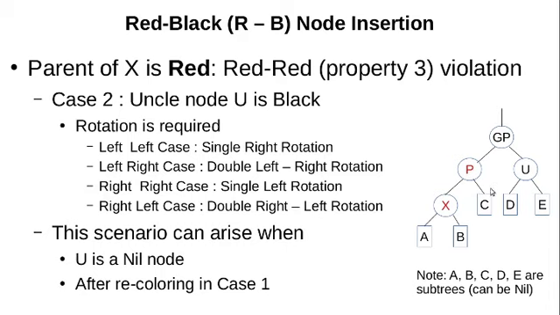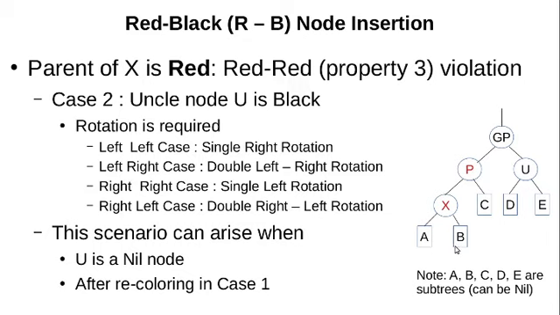Consider the tree shown on this slide. Here a circle represents a node and a rectangle represents a subtree. U is the black node. P is the left child of GP and X is left child of P. This is the left-left case and a single right rotation at GP is required.